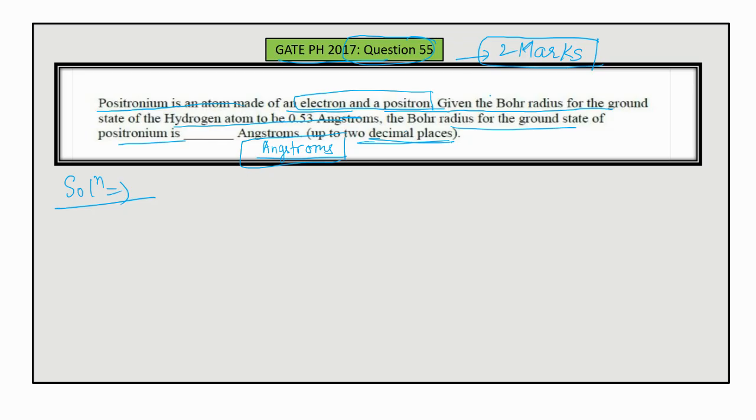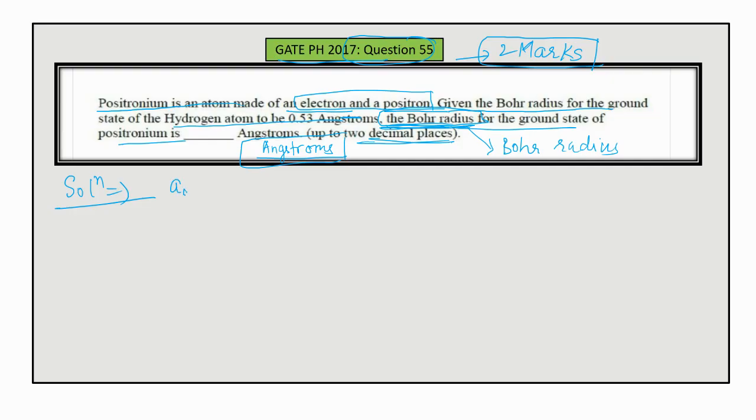Now in the question, just mark the keyword. What is the keyword? This is Bohr radius. In the examination also, you should do the question in the same way. Read the question first, two times, any number of times you are comfortable with. Then mark the key term, like this is Bohr radius, so we have to find this. We should know the formula for this Bohr radius.